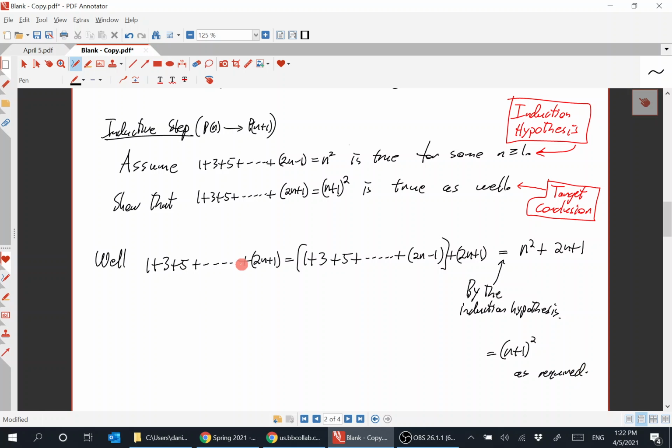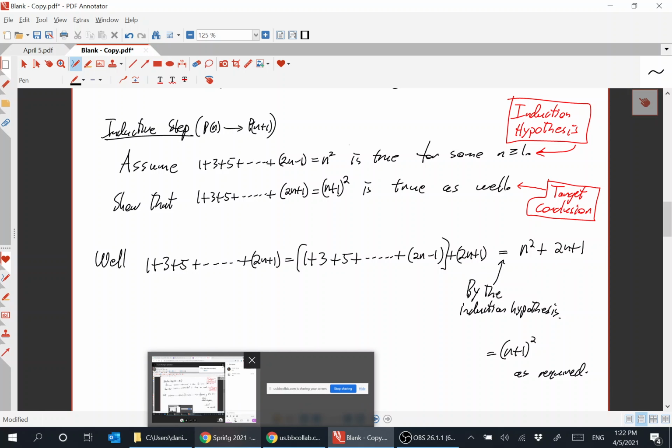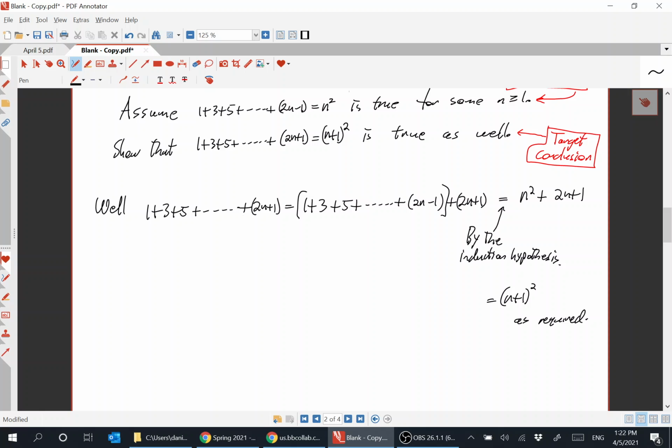So 1 plus 3 plus 5 all the way up to 2n plus 1 is equal to this just by specifying what comes right before the last number in that sequence. It's 2n minus 1. But we assume that the sum from 1 to 2n minus 1 of odd numbers is n squared. That's the induction hypothesis. And then that 2n plus 1 is still there, and then just by regular algebra, that's equal to n plus 1 squared. Notice I'm working in a string of equalities rather than stacking equations, just like before. Okay?